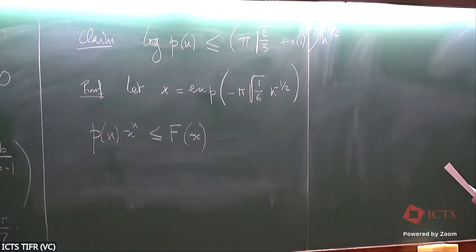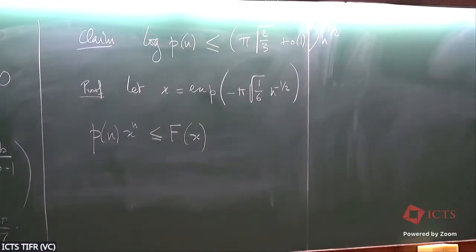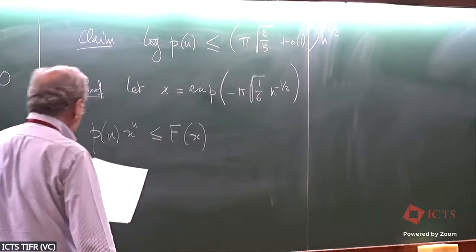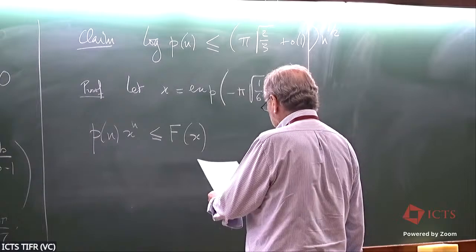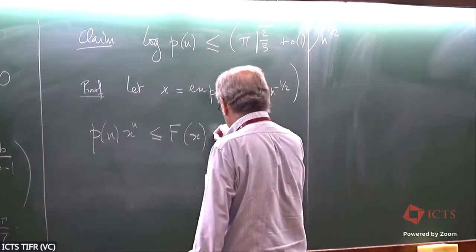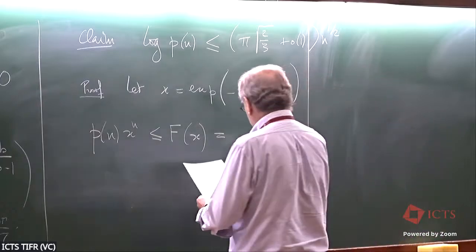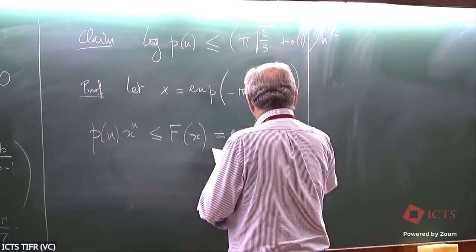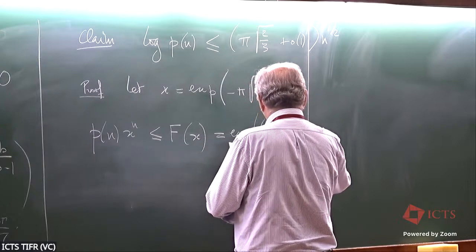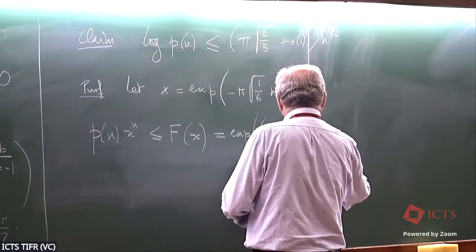Less than f of x. Yeah, this was something that the logarithm there. Less than f of x. And then you compute it for this value. And when you compute it for this value, you find that this is exponential of 1 plus little o of 1 pi square over 6, 1 minus x.